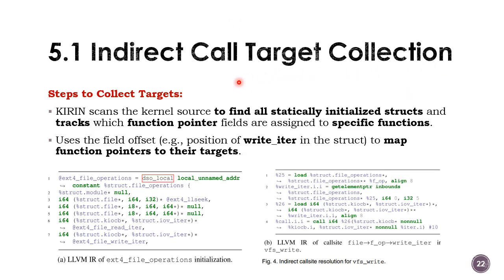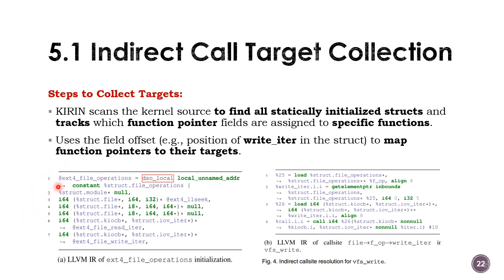So in this slide, we'll introduce some steps that Kirin conducts to collect the indirect call targets. Firstly, Kirin will scan through the source code of the Linux kernel to find all the statically initialized structs and find the checks that let us map the function pointer to the specific functions that wrap it. Here we have two examples from the paper. First, we look at image A.